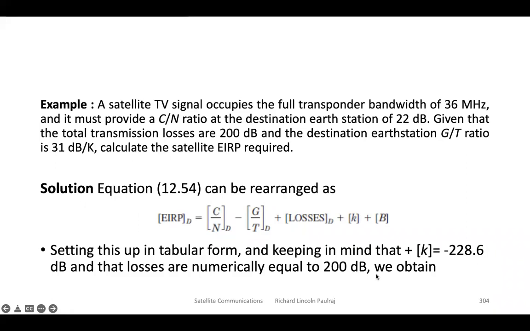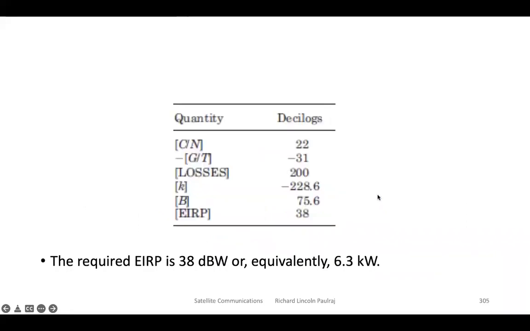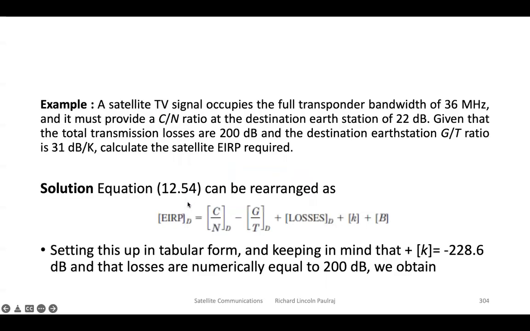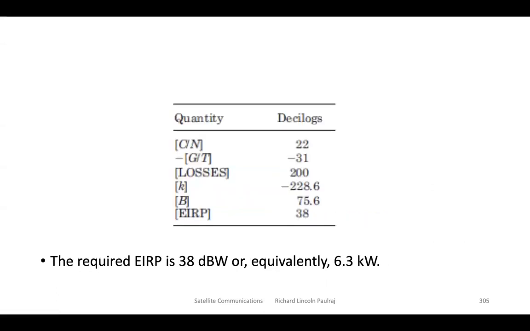Okay. So the best mode that we do it is in the form of tabulation, isn't it? We put C/N values, G/T values, losses together is given. K is your Boltzmann constant. How do we get that? You have your normal Boltzmann constant 10 log and the value of normal Boltzmann. So then B is 75.6. Okay, B is 75.6, and your EIRP is going to be about 38.